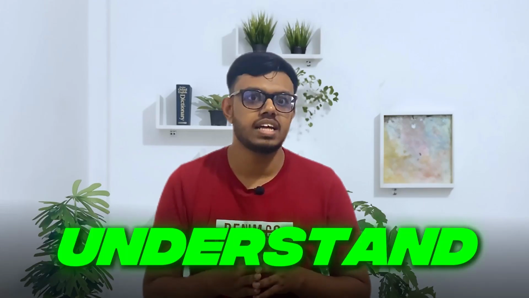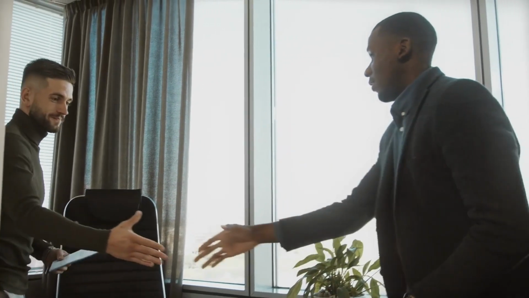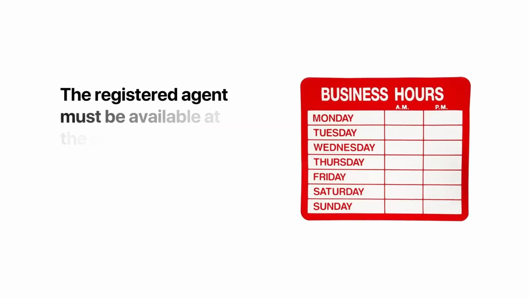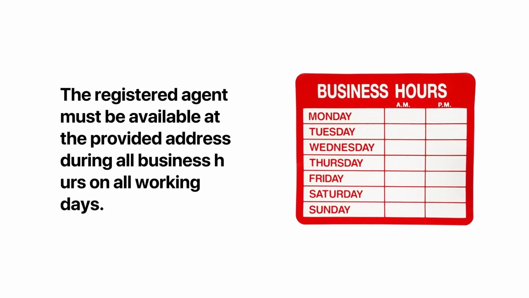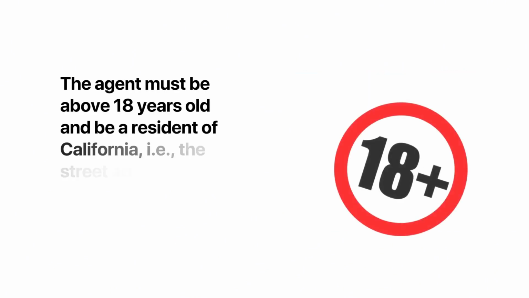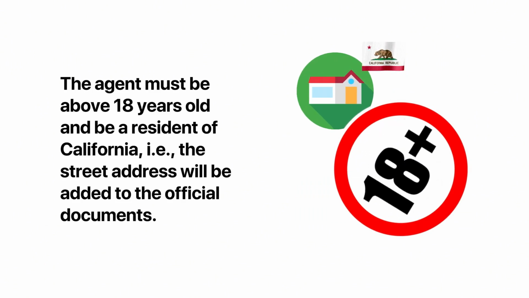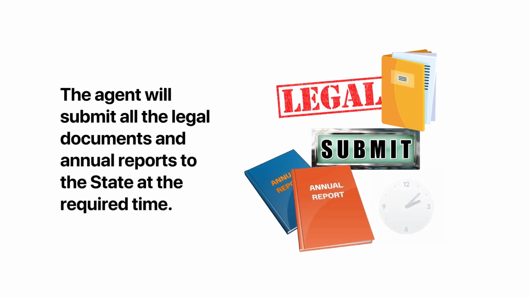If it is a business entity, it has to be authorized to do business in California. You must understand the responsibilities of a registered agent before you decide who you will be appointing. You can appoint someone from the LLC itself, a friend or family member as the registered agent, even yourself. The registered agent must be available at the provided address during all business hours on all working days. The agent must be above 18 years old and be a resident of California, i.e., the street address will be added to the official documents. The agent will submit all the legal documents and annual reports to the state at the required time.